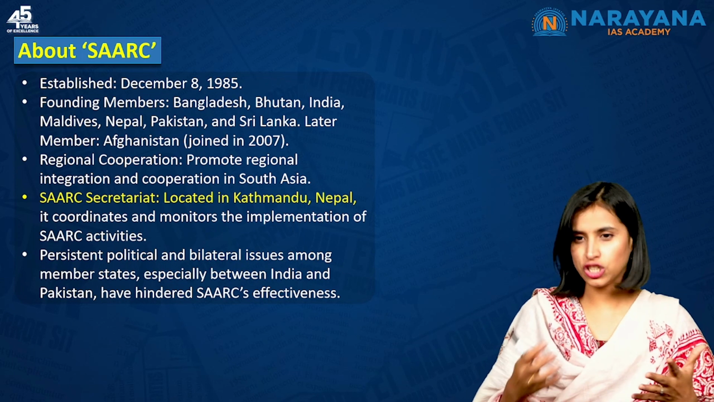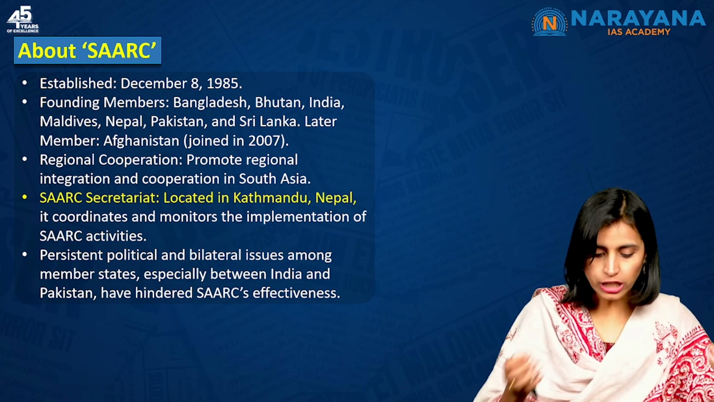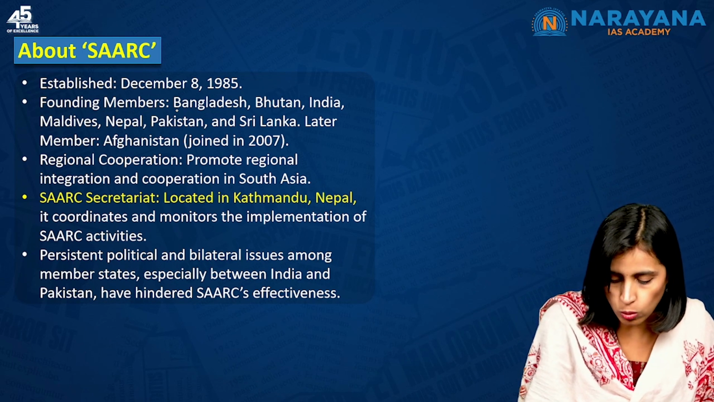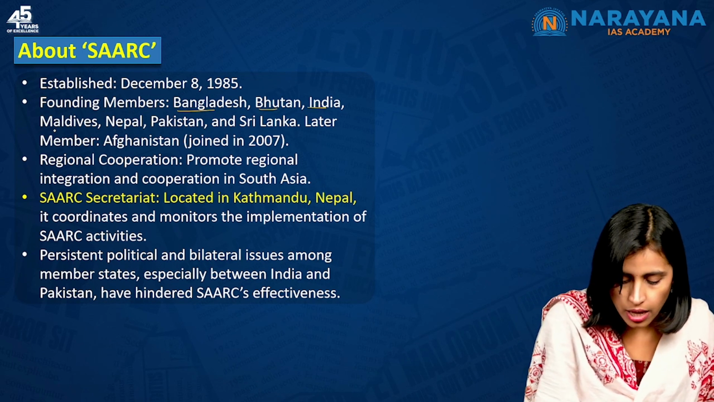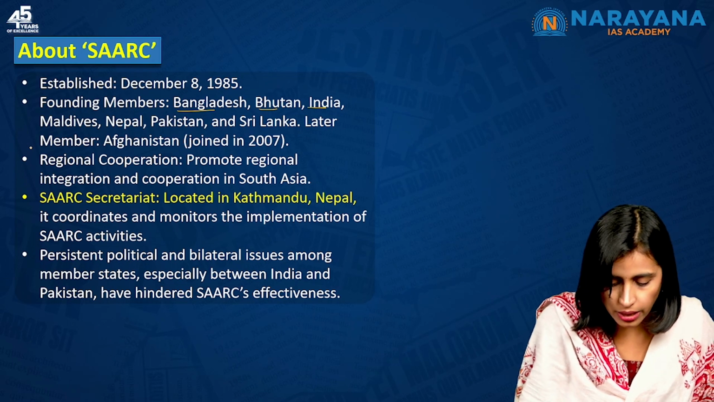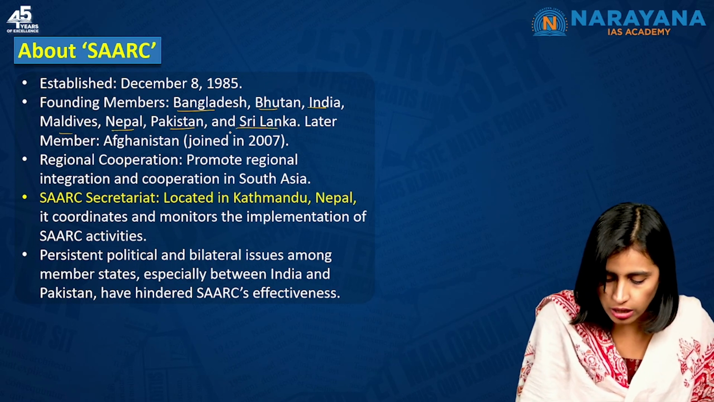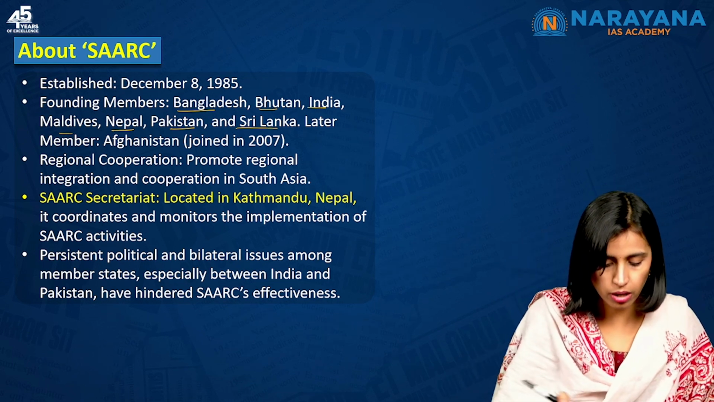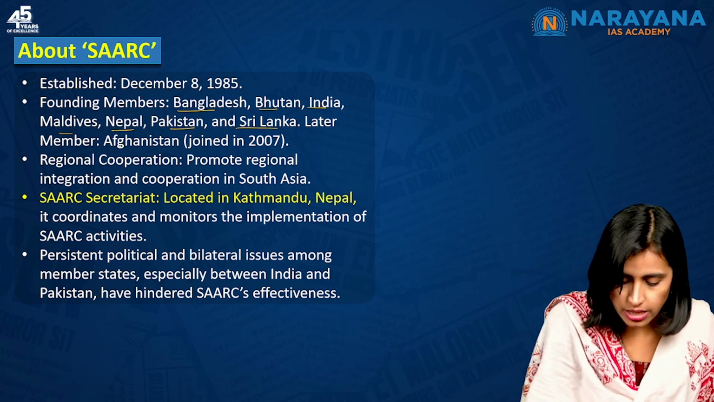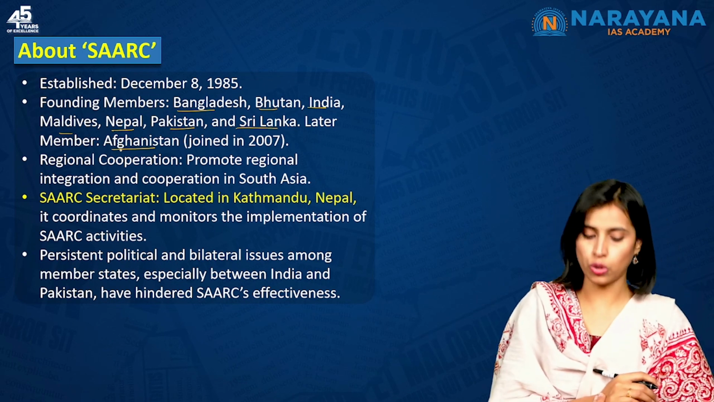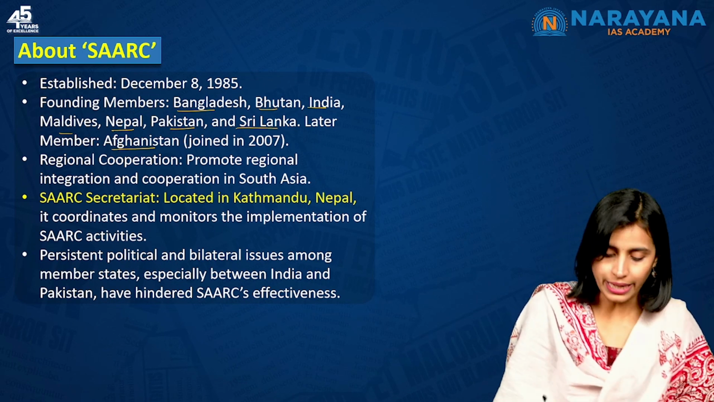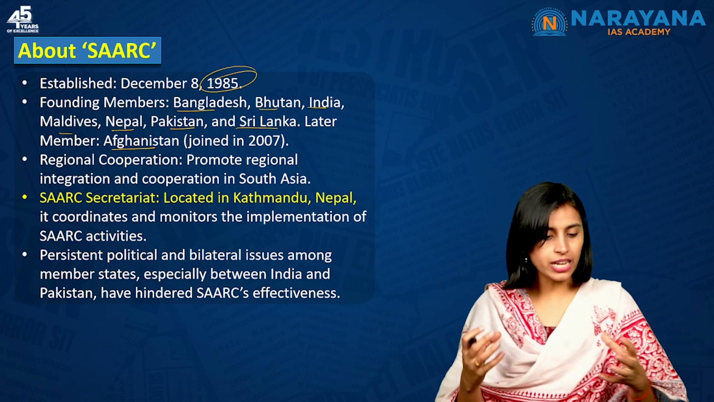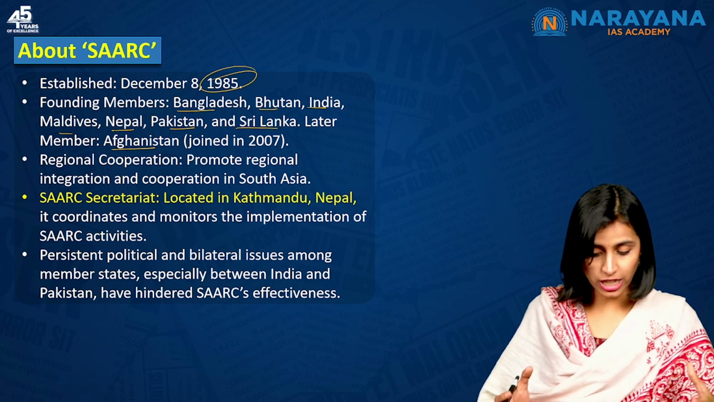Now, what is SAARC? SAARC is basically a regional grouping of India's neighbors, that includes the Maldives, Bhutan, India, Bangladesh, Nepal, Pakistan, Sri Lanka. In the beginning, I was saying Myanmar. Please correct that, it's not a member. The members are mentioned over here. In 2007, Afghanistan also joined. It was formed on December 8, 1985, and it promotes regional integration and economic cooperation in the South Asian countries.